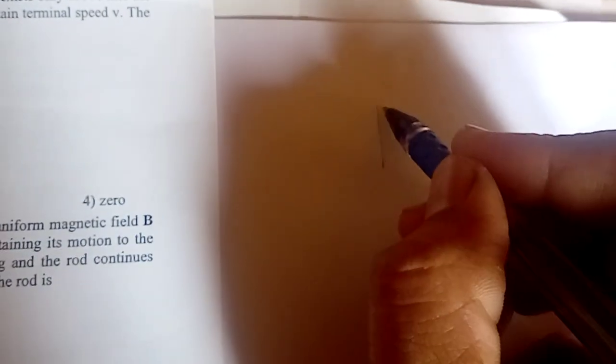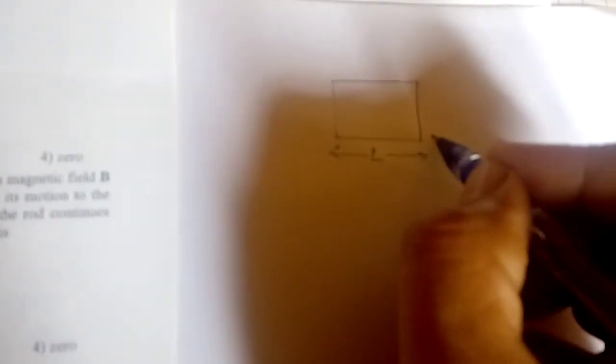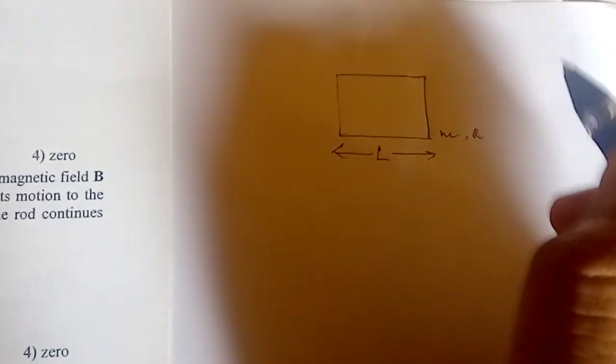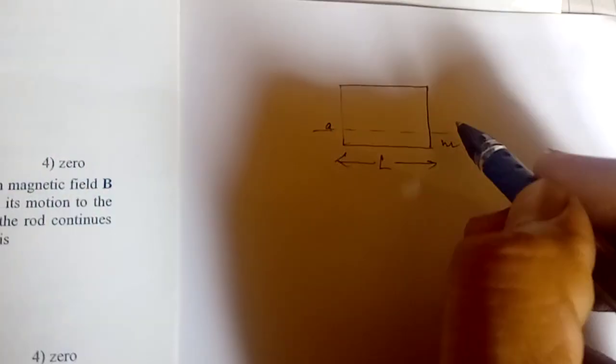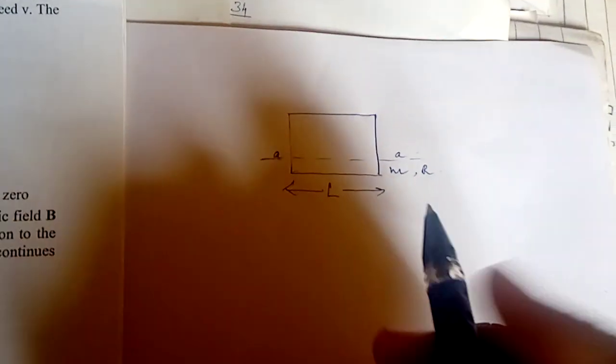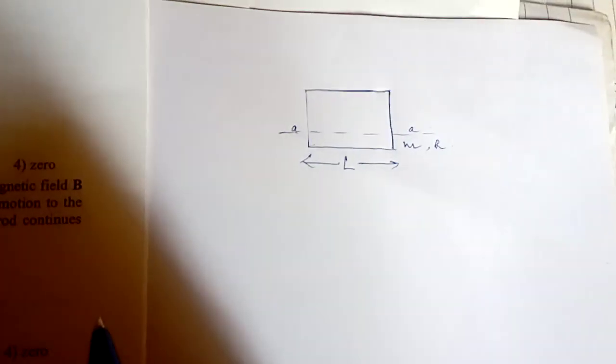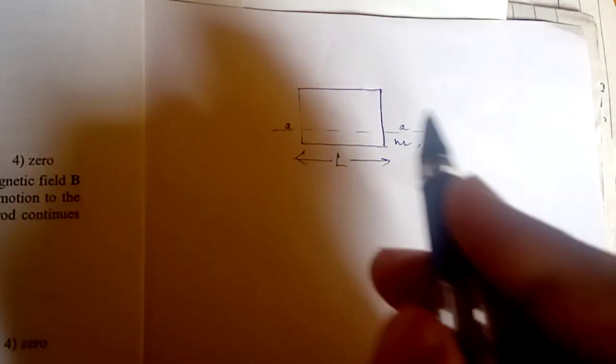Here it is given that there is a rectangular loop. The width of the loop is L, its mass is m and resistance is R, and it is in a uniform magnetic field, let us say that exists only up to this line. Fine. Now if you drop this rectangular loop, what happens?